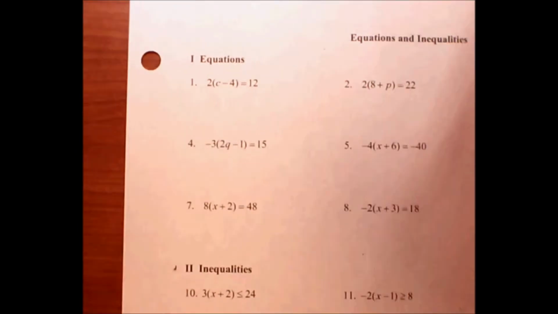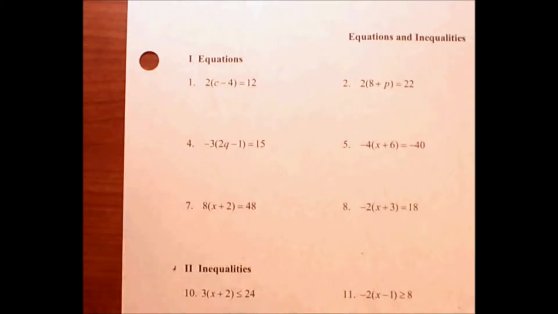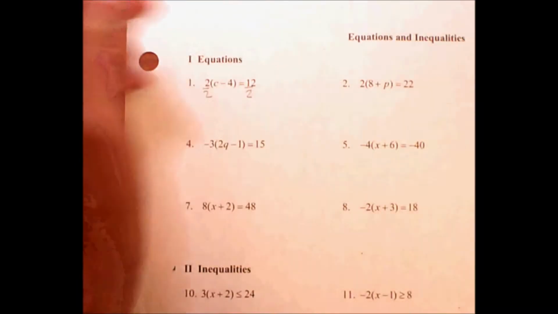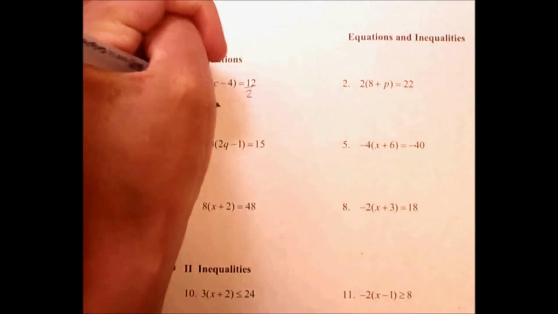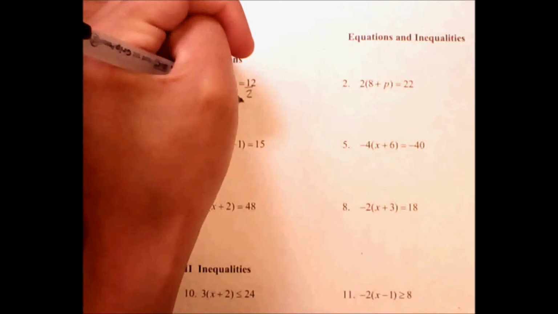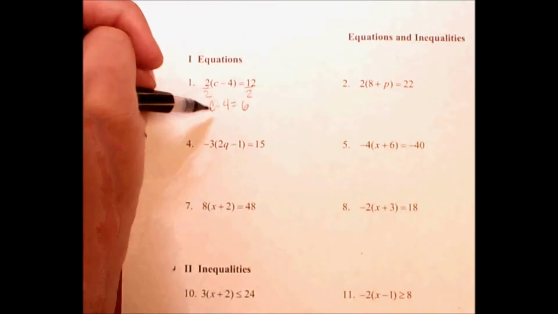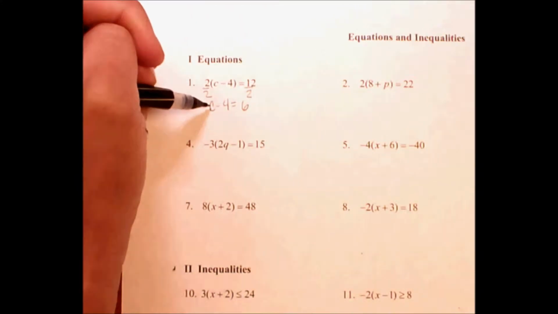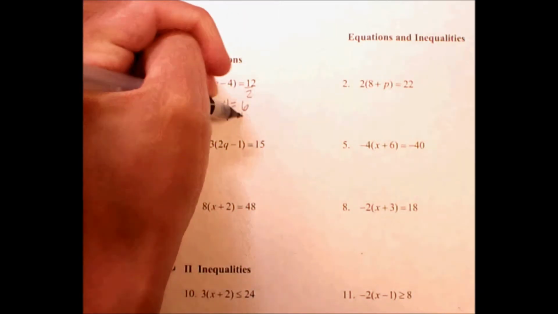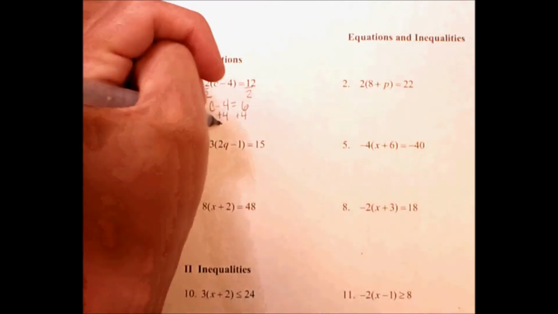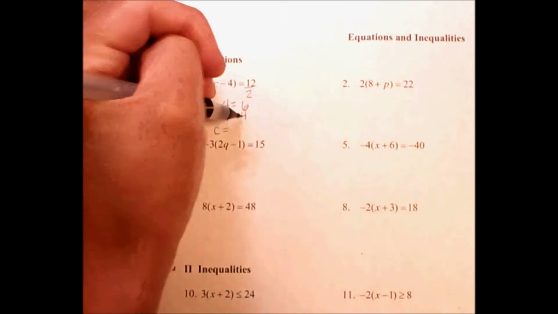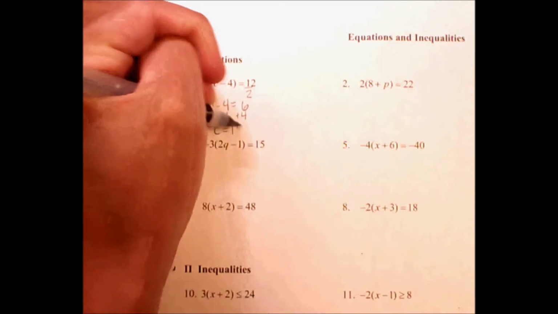Okay, on number 1, the first thing that you want to do is simplify this problem by dividing both sides by 2. When you do that, you're left with c minus 4 equals 12 divided by 2, which is 6. We're trying to isolate the variable here, and our variable is c, so we want to add 4 to each side. That gives us c is equal to 6 plus 4, which is 10.